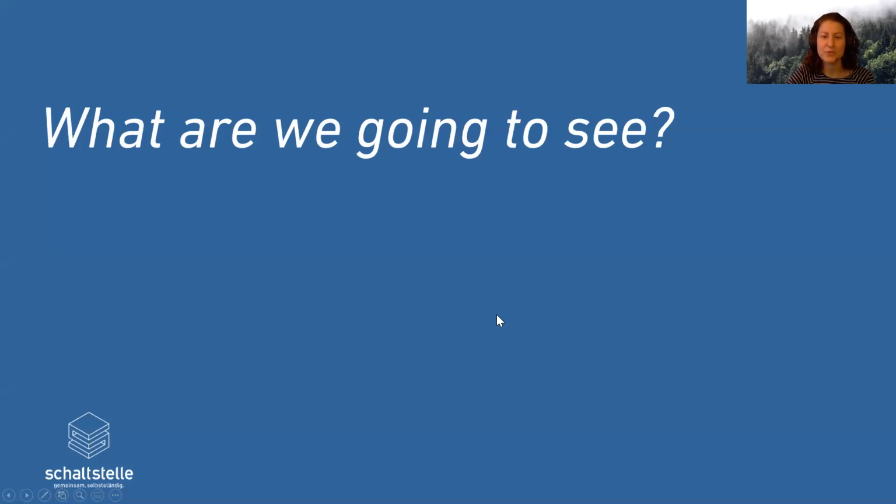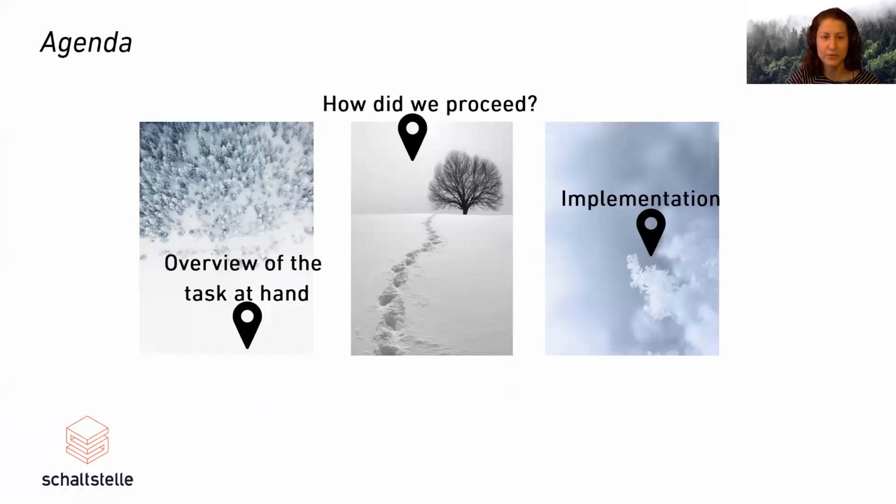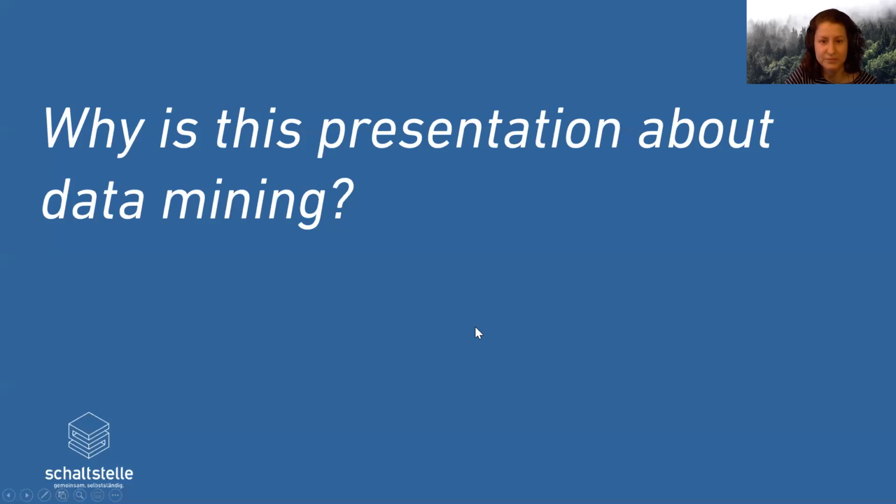So now, what are we going to see during this presentation? What will I talk about? We have three things. I will start with an overview of the task that we had at hand. What was the goal of it and what should be achieved in our project? Then I continue with how we proceed. So how did we tackle this task? And finally, we will have a look at how we did the implementation of everything.